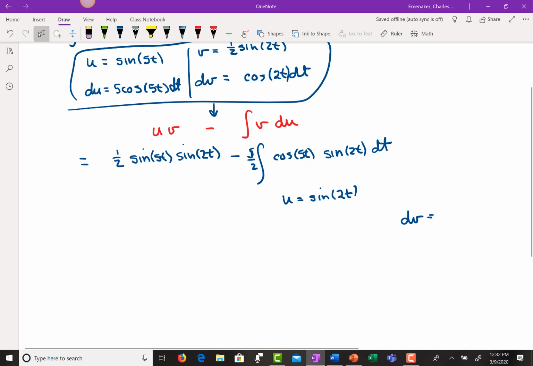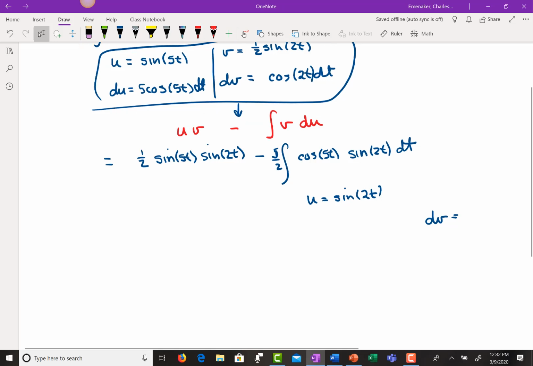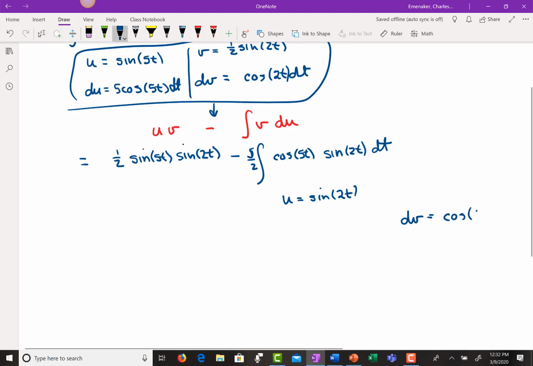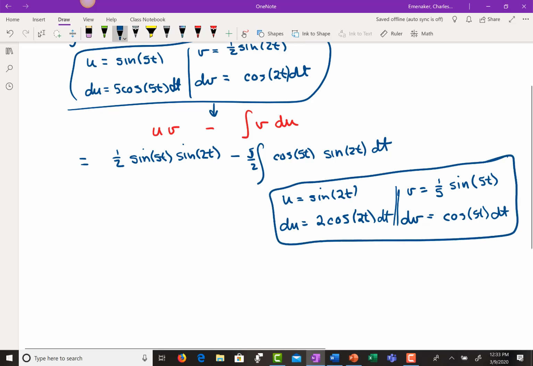So I'm going to keep my sine designated as my u value, which means my cosine is going to land over here. It's going to be a cosine 5t dt. du is going to be 2 times the cosine of 2t dt. And this v is going to be 1/5 the sine of 5t, like that. Anybody lost? I don't want to get going so fast that you get lost on this, but I want to get through this and let you have some time to practice.